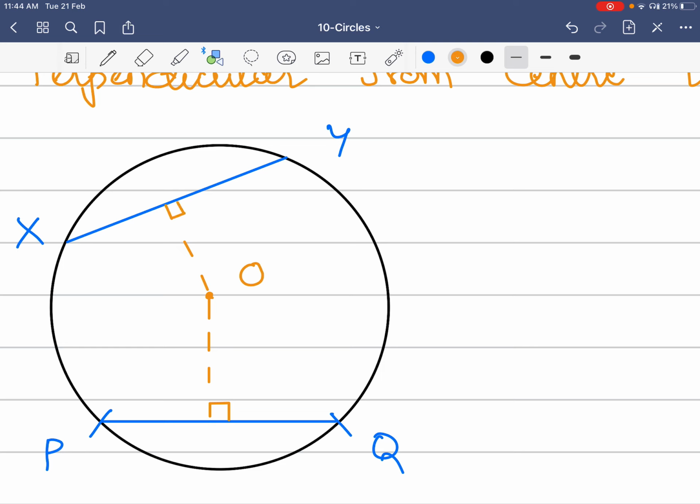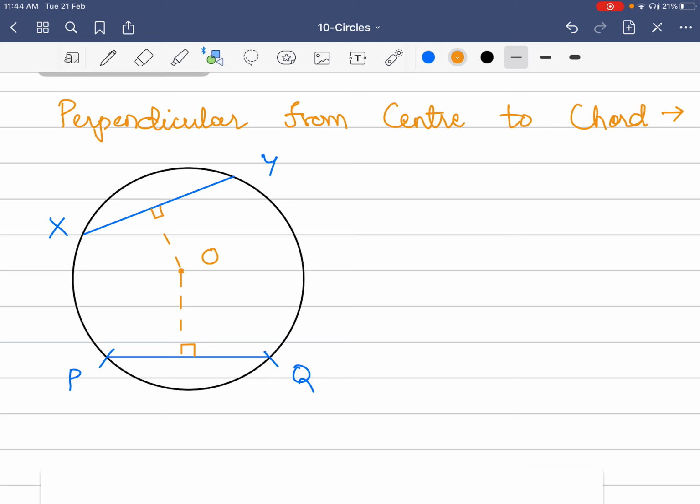Okay, and I'm going to mark it like this. Yes. So this is another perpendicular from the center to the chord. Similarly, we can have multiple chords in different directions, in different orientations throughout this circle, and we can always construct a perpendicular from the center to the chord.